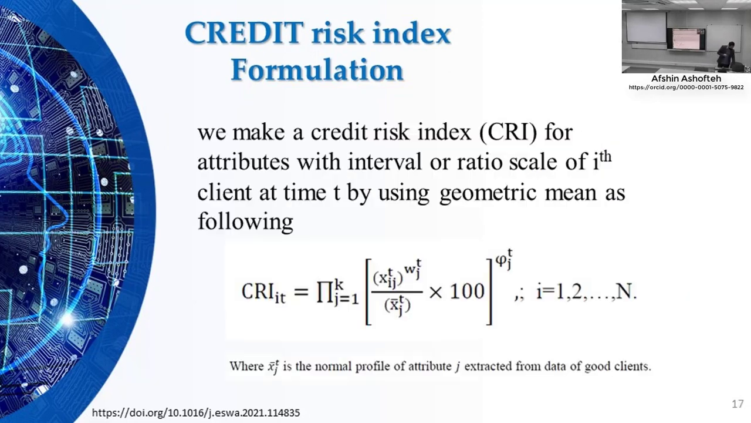Now, we introduce our new credit risk index, the CRI, for attributes with interval or ratio scales of the ith client at time t by using the geometric mean that we can see here in this slide. Here we have the x bar at time t, that is the standard profile of attribute J extracted from the data of good clients. So we calculated it only based on the good clients.